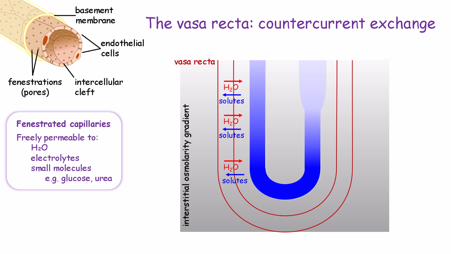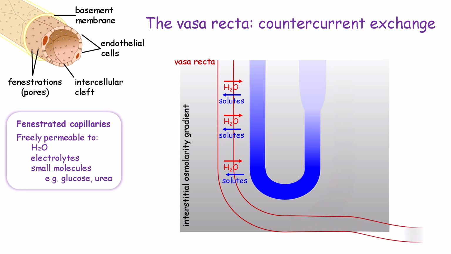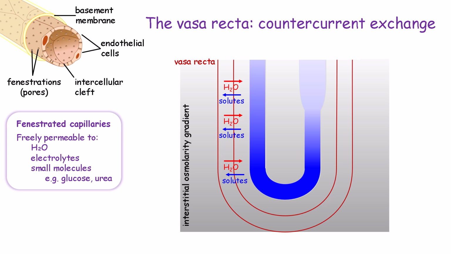If the vasa recta were to exit the medulla at this point, they would carry those solutes away, diluting the interstitial fluid and disrupting the osmotic gradient that is vital for water reabsorption. Instead, the vasa recta mirror the path of the loop of Henle and ascend back toward the cortex.